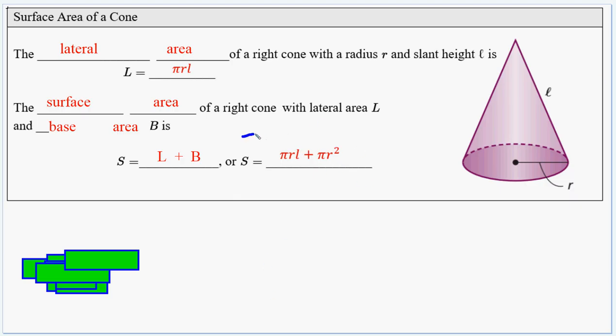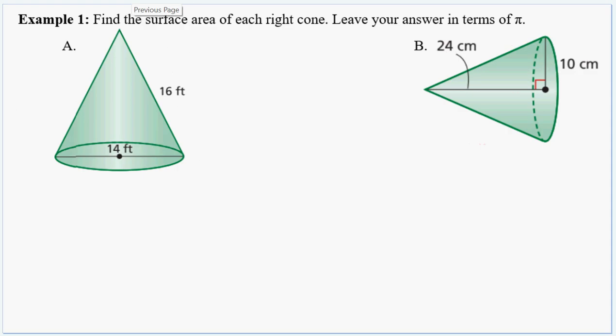So this is the more useful one. This is the one we'll be using in the examples and the practice problem and the homework. Surface area is the area of a circle, pi R squared, plus our pi RL. So let's try this out on a couple of easy examples here in example 1, A and B.